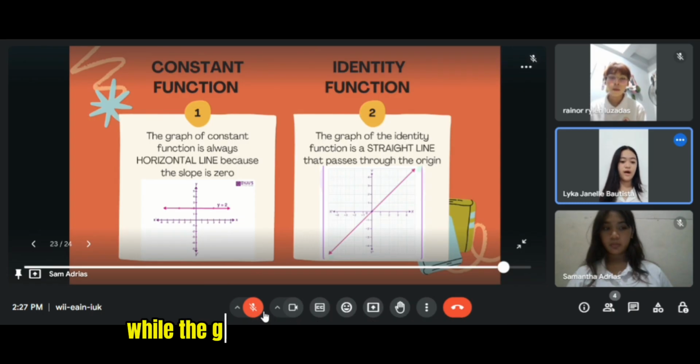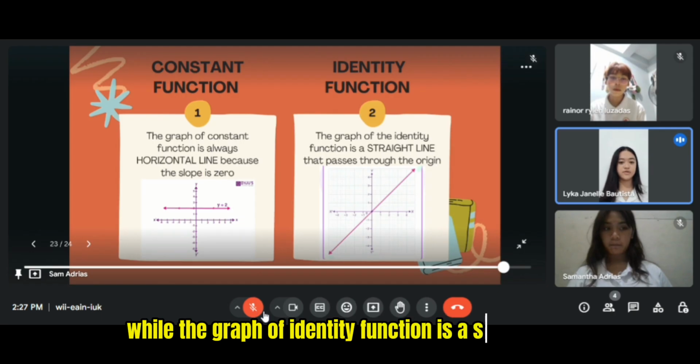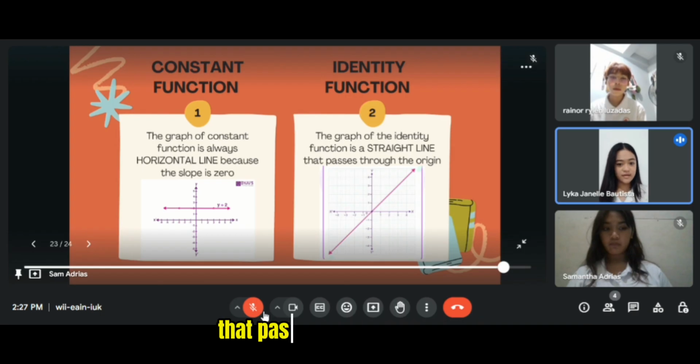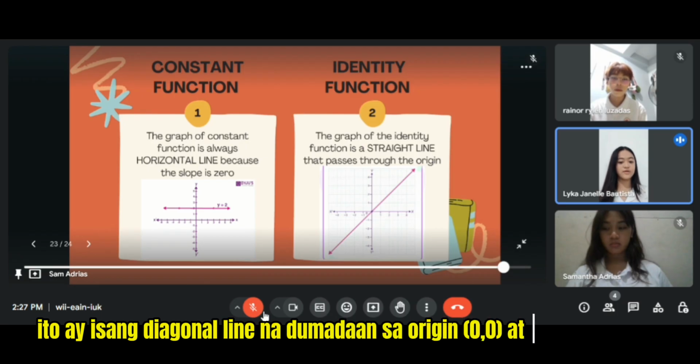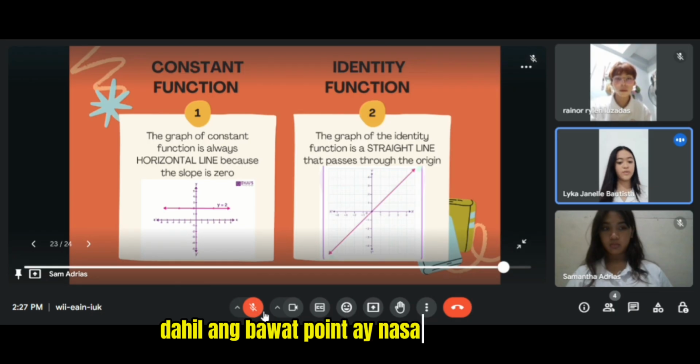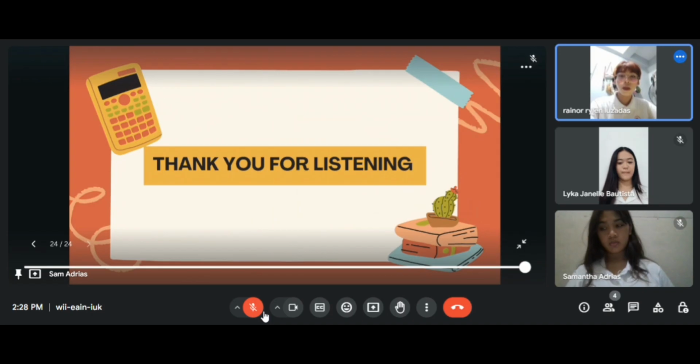While the graph of an identity function is a straight line that passes through the origin, ito ay isang diagonal line na dumadaan sa origin (0, 0) at may slope na 1 dahil ang bawat point ay nasa form na (x, x). And there you have it.